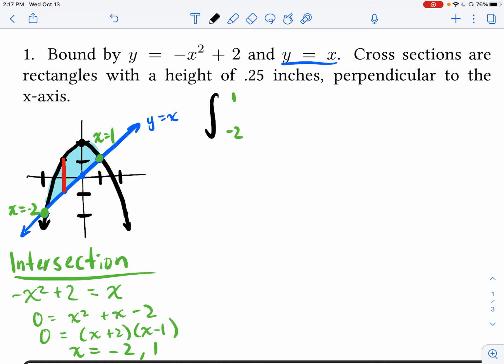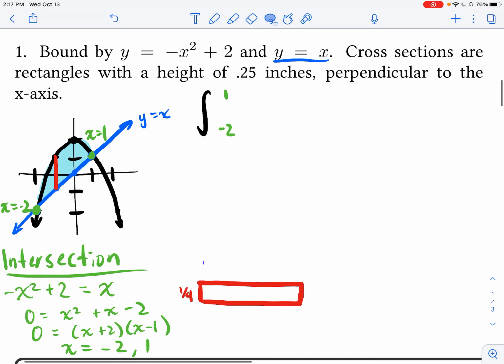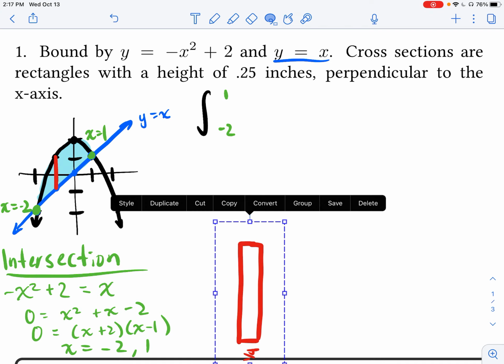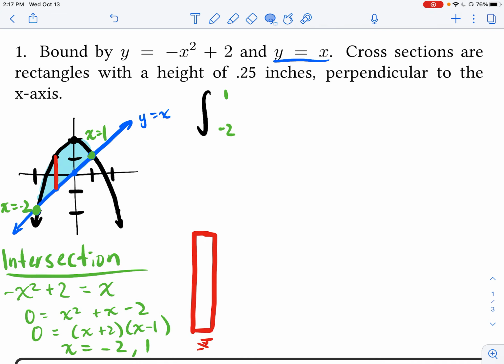Now let's establish what the area of each one of these rectangles is going to be. So let me actually just do this to the side here. So one of these rectangles here, we're told that each one of these rectangles that come out toward us is going to have a height of 1/4 inch. Now what about the base? Let me take this and see if I can rotate it, if that helps at all. Okay, so the height is going to be 1/4 inch. So what would this be? This would be the same thing as this here.